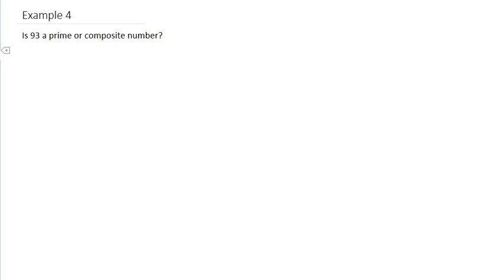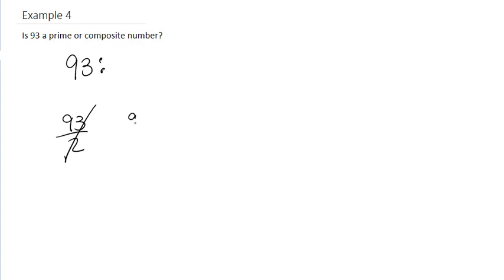Is 93 a prime or composite number? So we have 93. Now let's see. Now 93 divided by 2. Now 93 isn't even. So therefore we know it can't be divided by 2, because 2 can only go into even numbers.